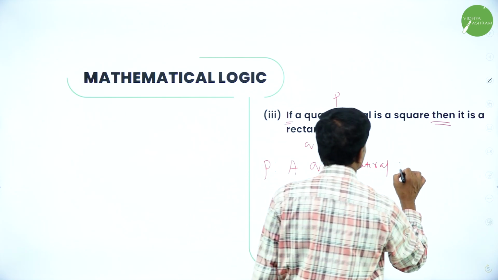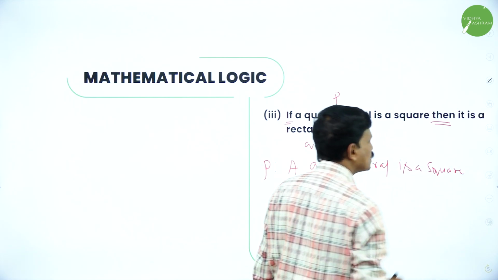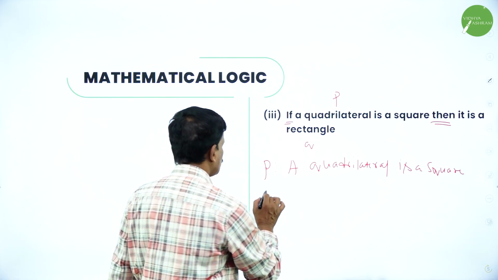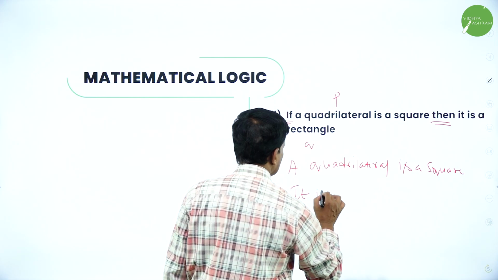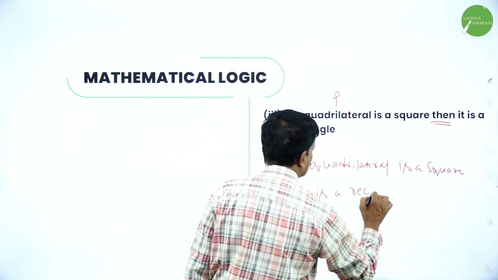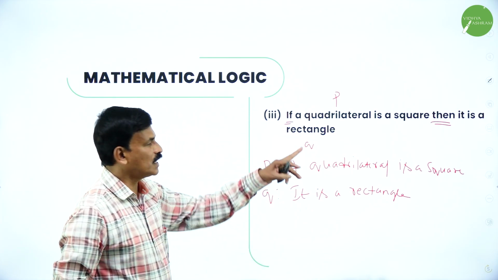P: A quadrilateral is a square. And what is the second statement? Q. What is Q here? It is a rectangle. Now, if-then is used.